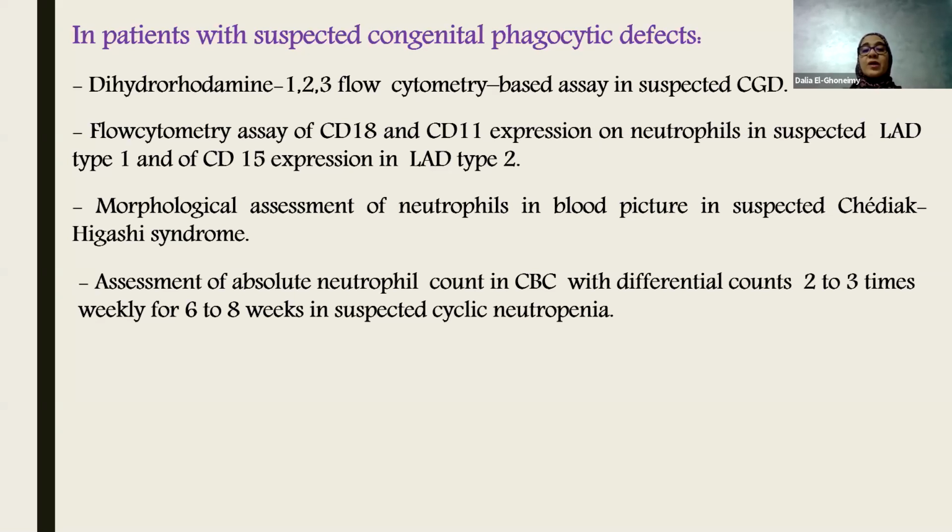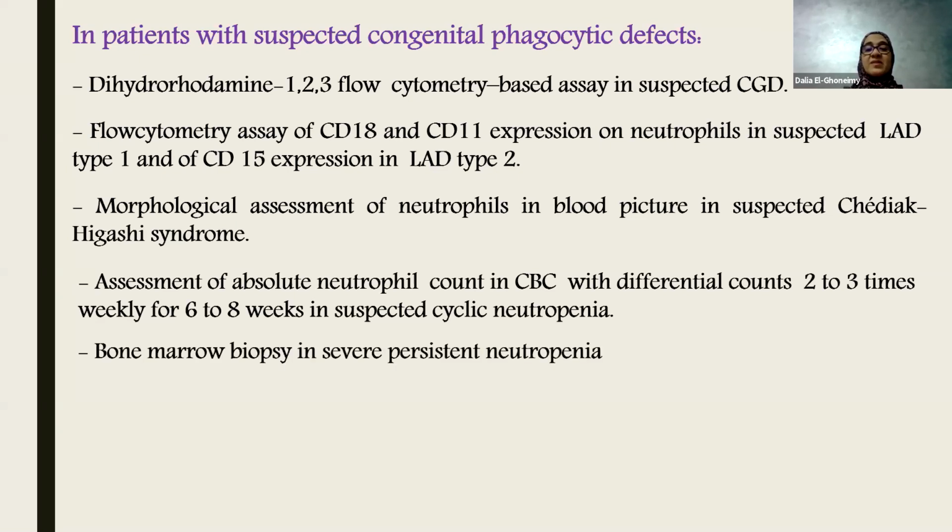So we ask for follow-up or periodic absolute neutrophil count assessment 2 to 3 times weekly for 6 to 8 weeks. While in patients with severe persistent neutropenia, bone marrow biopsy should be done to exclude even secondary causes and to show the myeloid arrest in this patient.